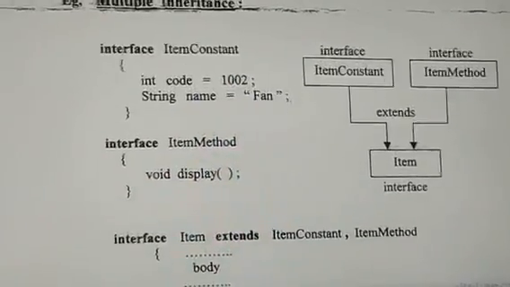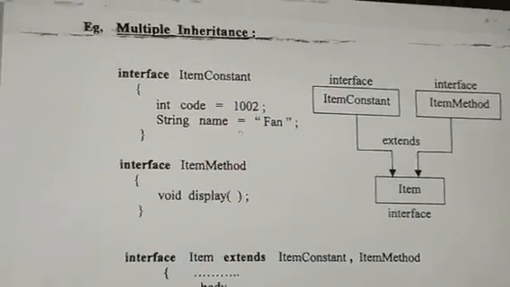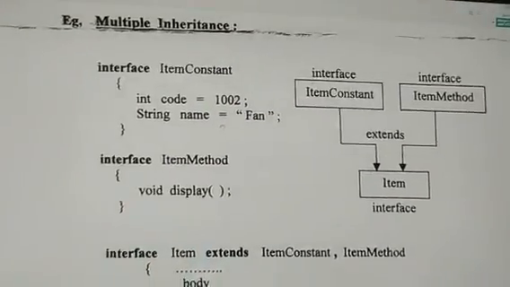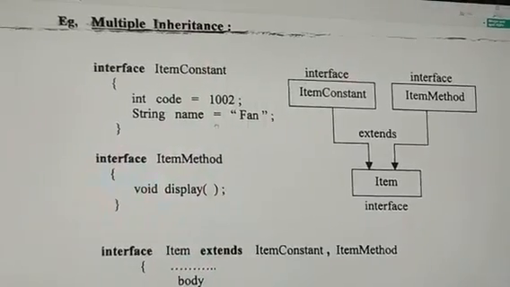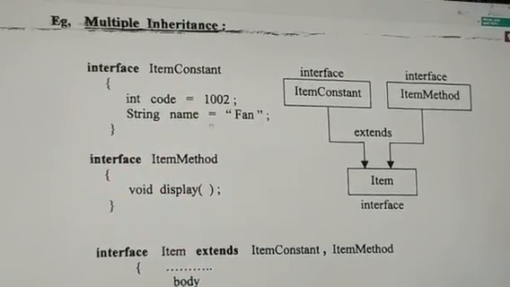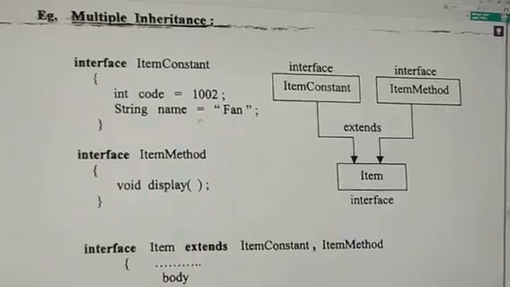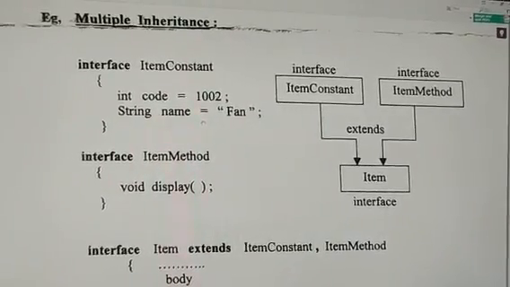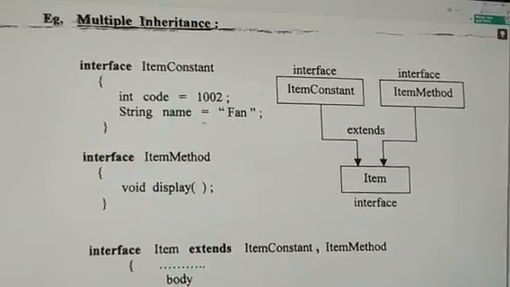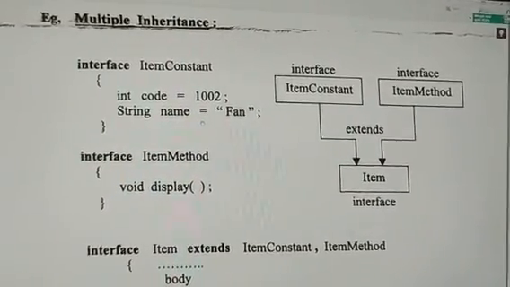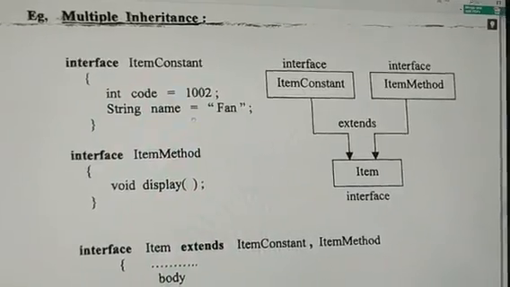Here is another multiple inheritance. Multiple inheritance is an inheritance which is not possible in Java, but this can be made possible with the help of interfaces. Keep it in mind that Java does not support multiple inheritance, but multiple inheritance can be possible with the help of the interface.